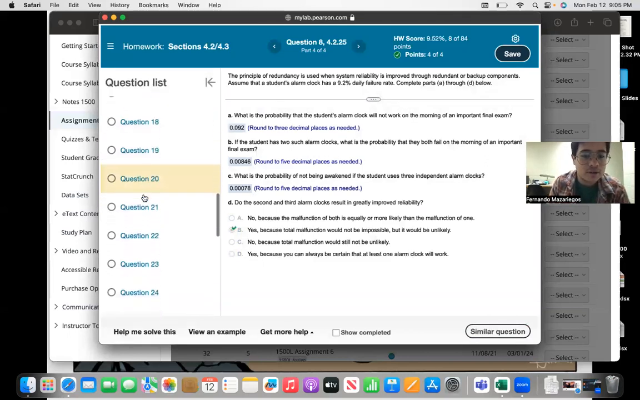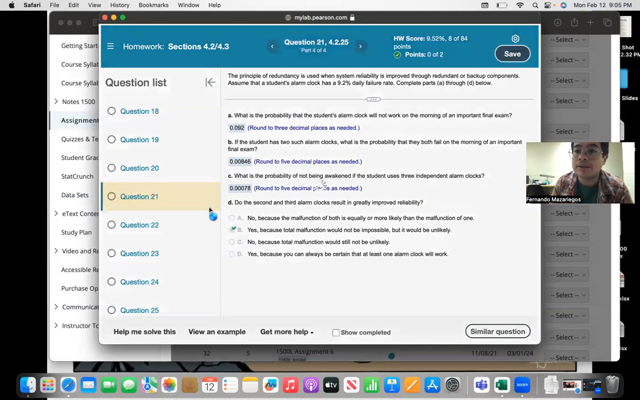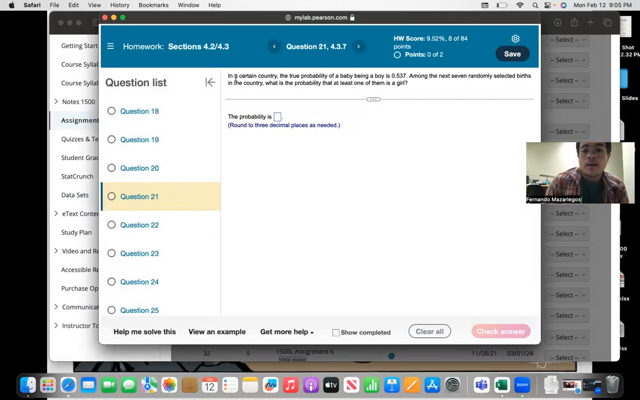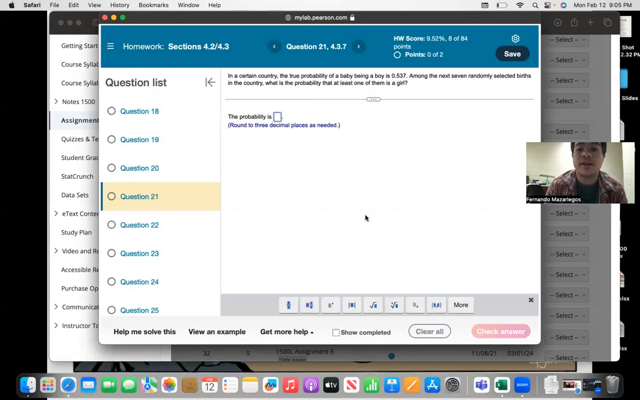Okay, let's take a look at question 21. In a certain country, the true probability of a baby being a boy is 0.537. Among the next 7 randomly selected births in the country, what is the probability that at least one of them is a girl?